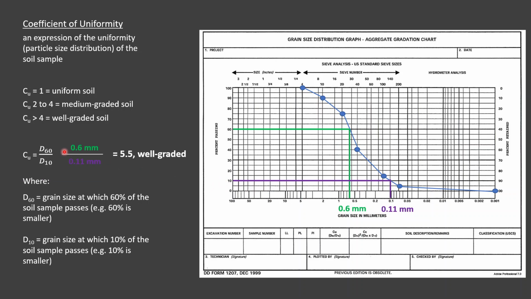So to solve for Cu, it's simply 0.6 millimeters for 60% smaller divided by 0.11 millimeters for 10% smaller, or a numerical value of 5.5. Right? It's a coefficient number, so there's no units. It's simply a number used along this scale, and since we're greater than 4, we could call this a well-graded soil, just like we thought it was by looking at the gradation chart, or the gradation curve.